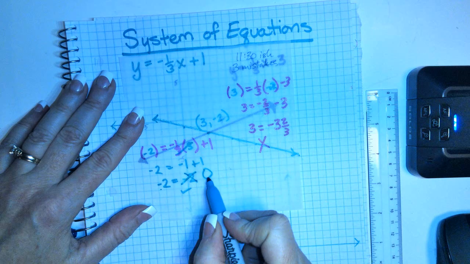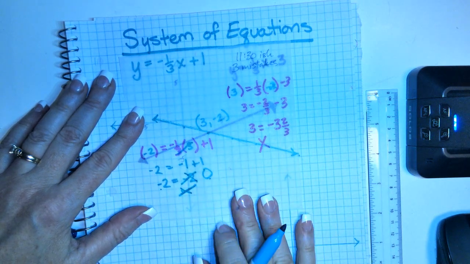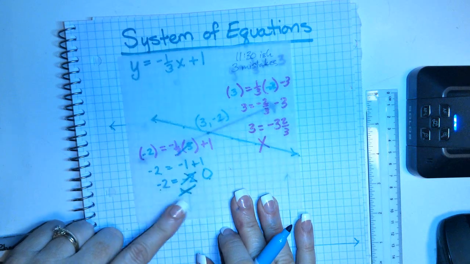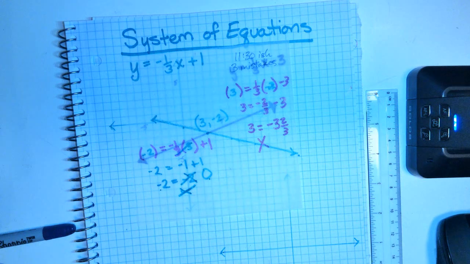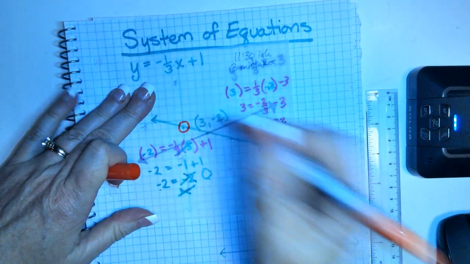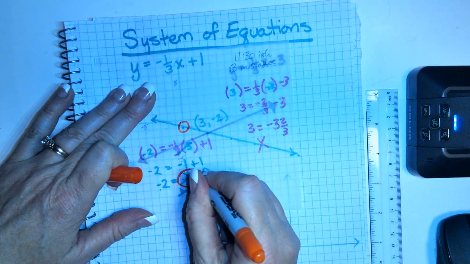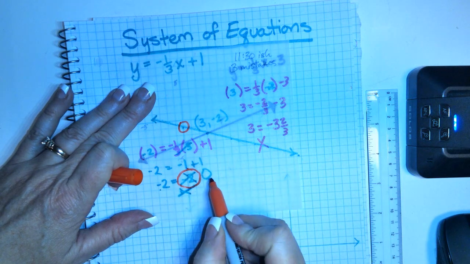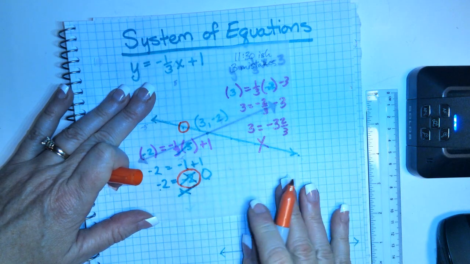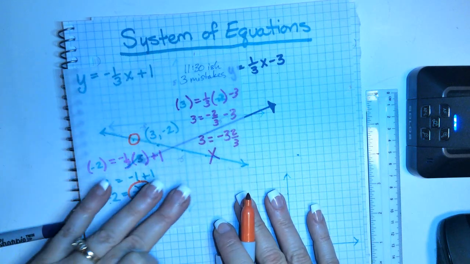And does negative 2 equal 0? No, it does not. So this one was also incorrect. So the first error was right here when I did the wrong y-intercept. The second error was right here because negative 1 minus 1 is 0, not negative 2. All right, let's check one more thing.